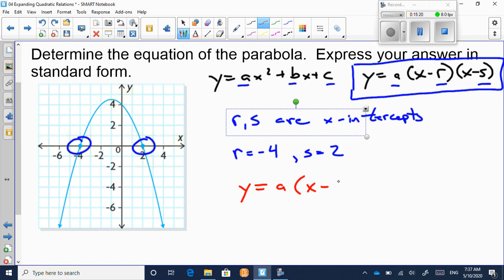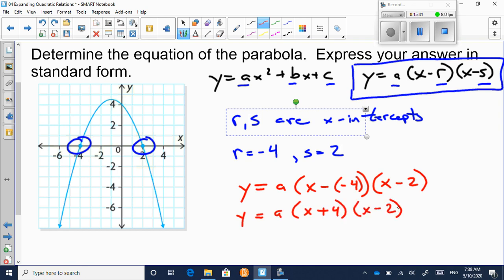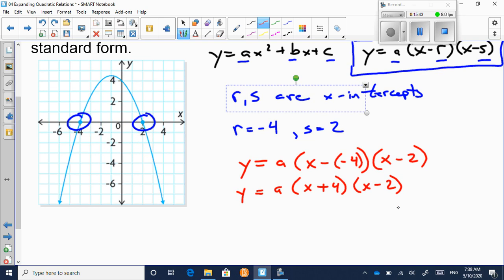Notice that the minus sign is there, so then I would put in -r, or -4, and then x minus 2. Oh, okay, so I got it. Let's just fix that up because I don't like having that double negative there. And so I'll go a times x plus 4, x minus 2. Okay, so that's cool. I've used my two x-intercepts to get this far.